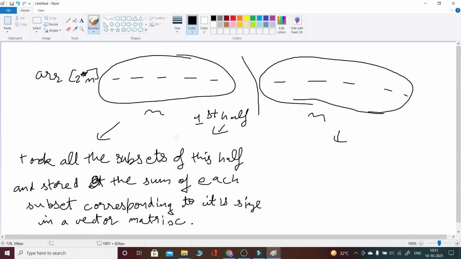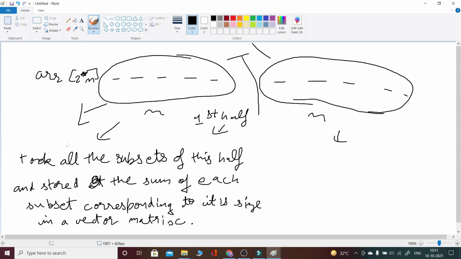In the approach, I have divided the array into two halves, each of size n, because as we know the given array is of size 2n. Then for the first half I have some things pre-calculated. I took all the possible subsets of this half, and I stored their sum and their size.